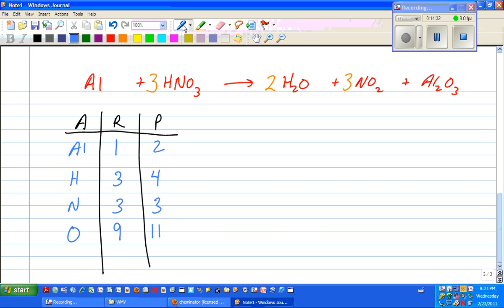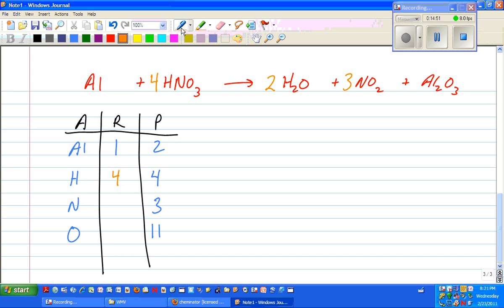And I still have hydrogen to fix, so I guess I've got to fix this. This is going to be, for my hydrogens, I've got 1 times what gives me 4. So I'm up to a 4. It was at a 3. I'm just going to jump that up to a 4. That's going to affect my hydrogen, my nitrogen, and my oxygen.